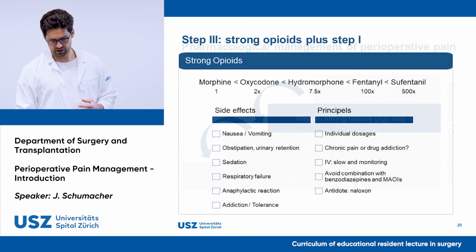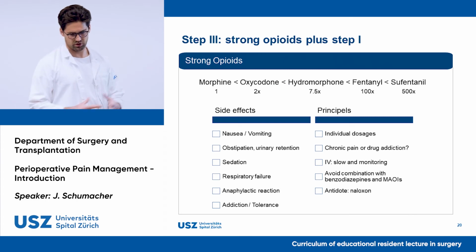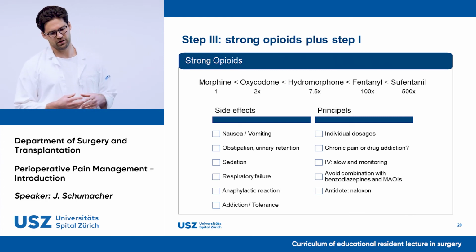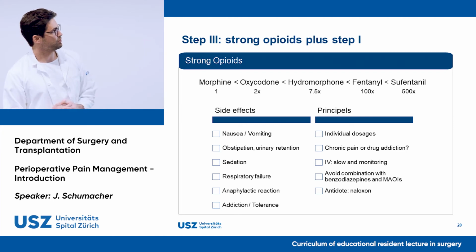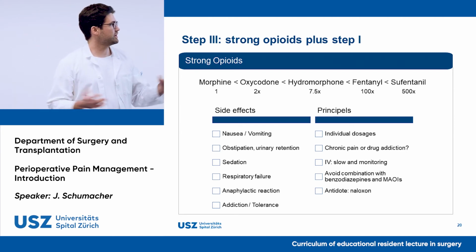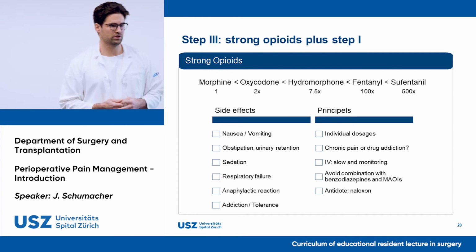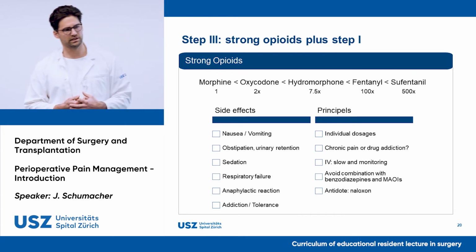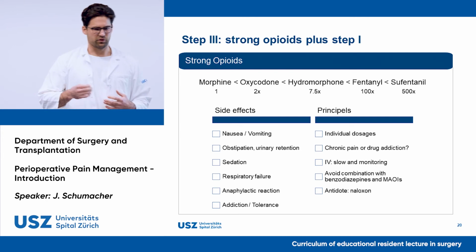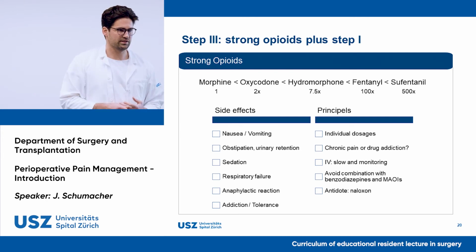Then the third step, the strong opioids. The reference substance of them is the morphine. We have several of them available right now. For example, the strong fentanyl and the sufentanil, and the fentanyl is available in forms like lollipops and acute nasal sprays, for example, in acute pain.